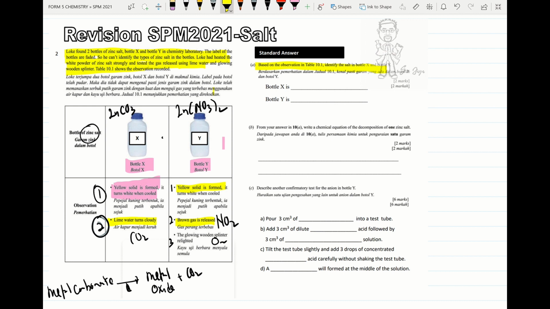Identify the salt present in bottle X and bottle Y. So bottle X will be zinc carbonate. All right, zinc carbonate. Bottle Y will be zinc nitrate. Zinc nitrate. Write down the chemical equation for one of the salts.